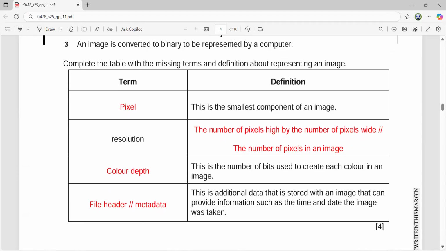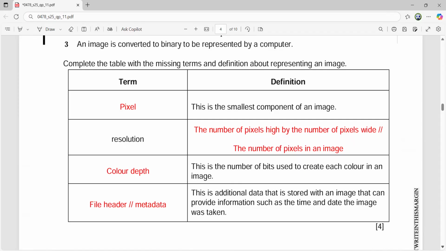Maybe they can accept bit depth also, Ali. But remember, the better thing is bit depth is dealing with the sound sample. So that is better. If you talk about the color, I will suggest you go with the term color depth. Now, another definition. This is additional data that is stored with an image that can provide information such as the time and date the image was taken.